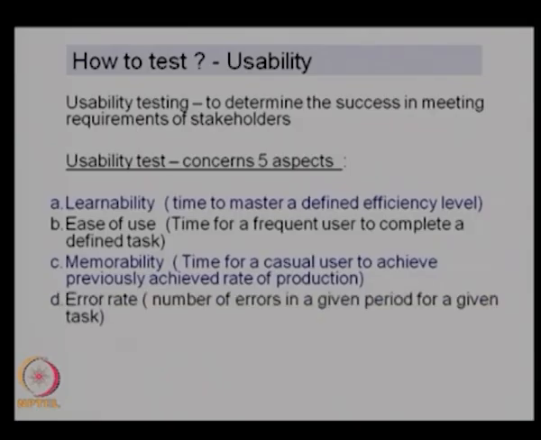And the fourth one is error rate, the number of errors in a given period for a given task.